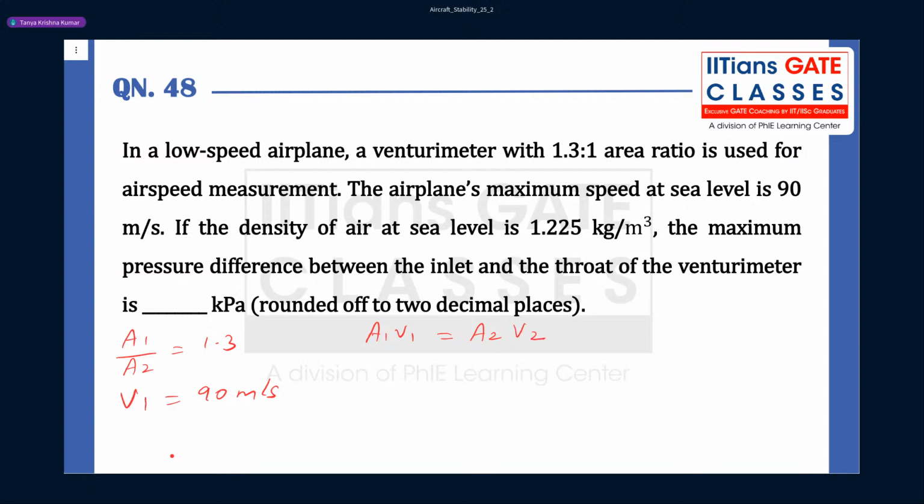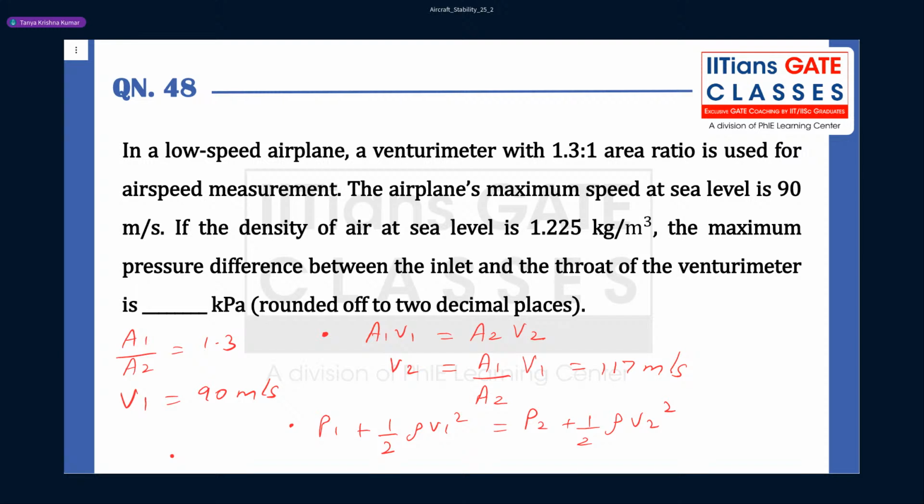Now upon substituting all of these, what do we get? We get V2 is equal to A1 by A2 into V1. When you substitute everything, you get 117 meters per second. Now we use Bernoulli's equation. This is the second equation: P1 plus half rho V1 squared equals P2 plus half rho V2 squared.